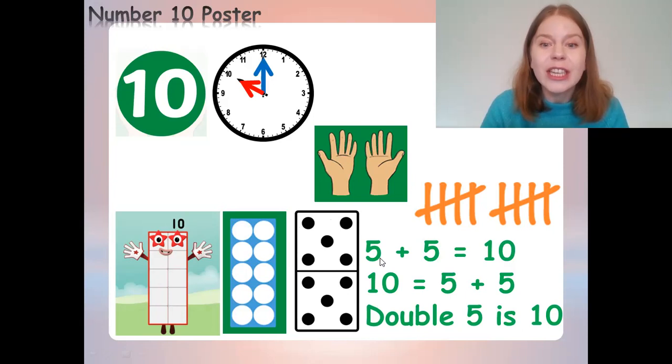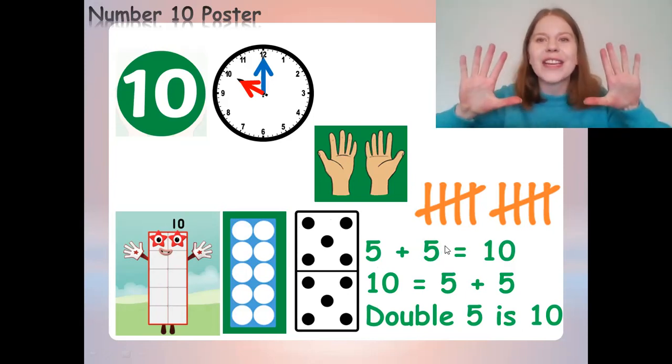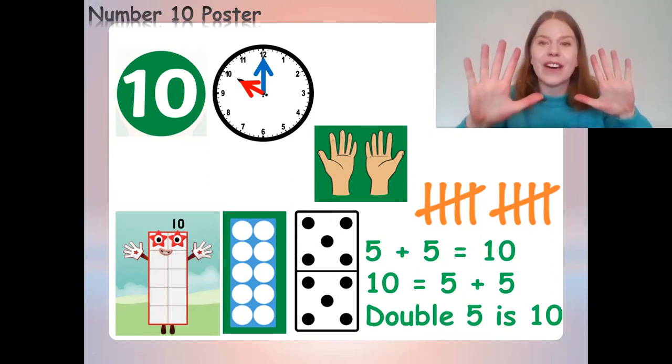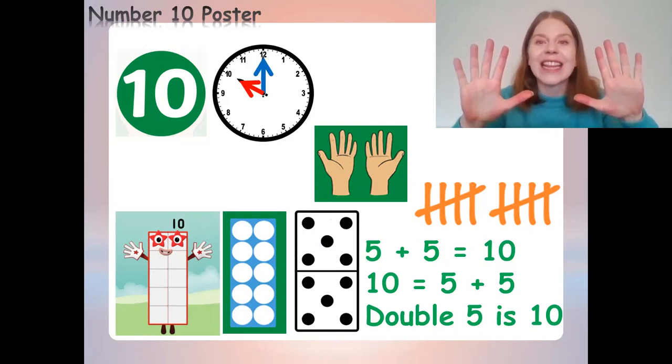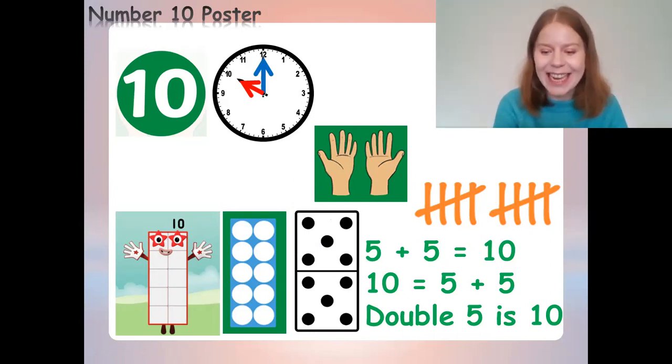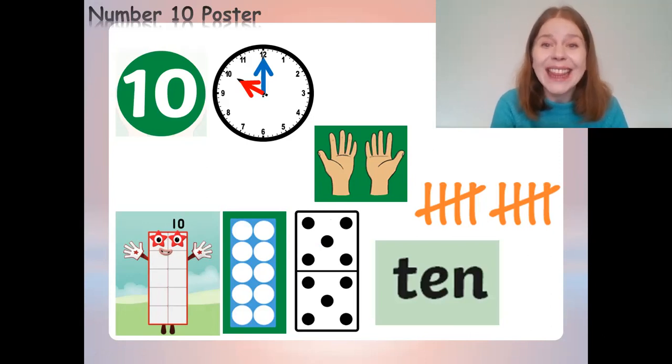How much is 5 add 5? What number does that make? 5 add 5 is 10. And did you know 10 equals 5 add 5? And that's a little bit more challenging to read that number sentence. And once again, what is double 5? It's 10. Well done. And this is number 10 as a word. So a T-E-N. When I see that, I know it says 10.